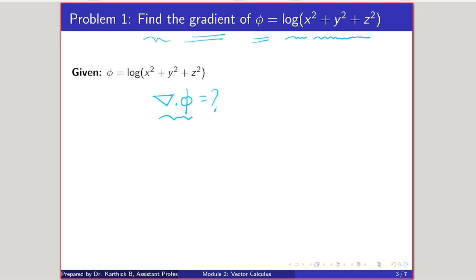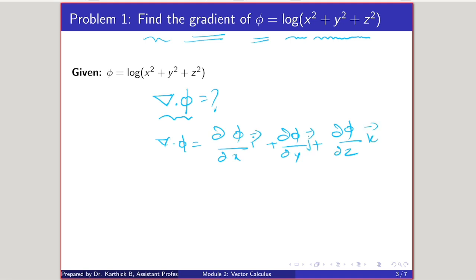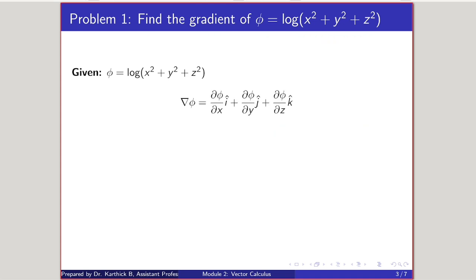Here the formula will be dou phi by dou x i vector, plus dou phi by dou y j vector, plus dou phi by dou z k vector. So we want to differentiate the given function phi with respect to x, y, z, and substitute in this formula. This is what we say gradient of the function. On the next step we will write the formula, and now we are going to evaluate this one by one.